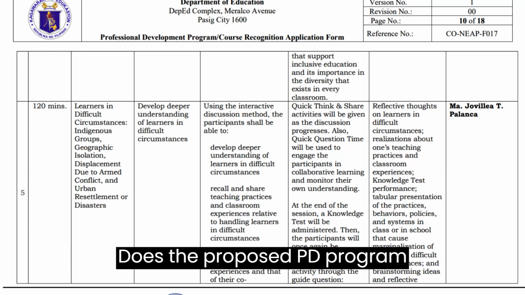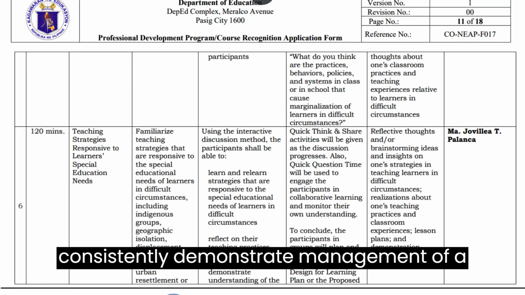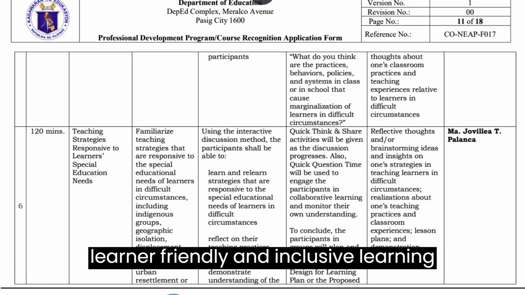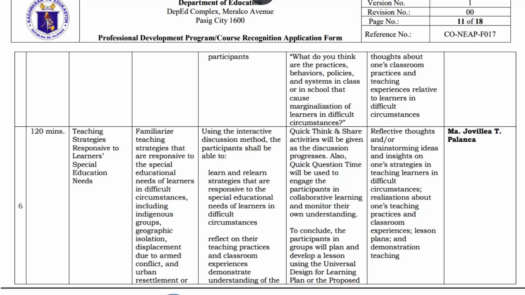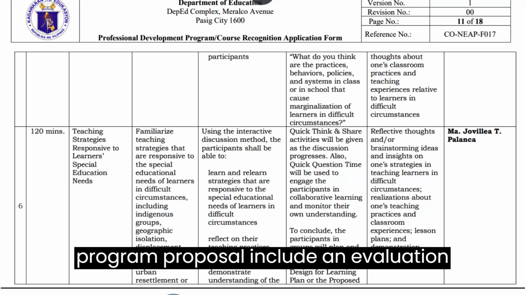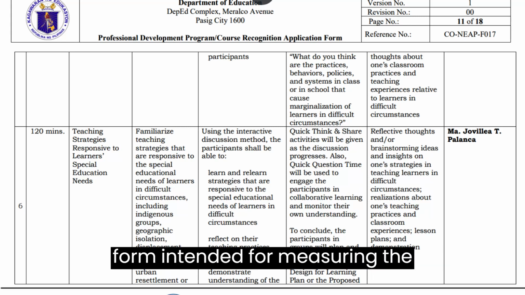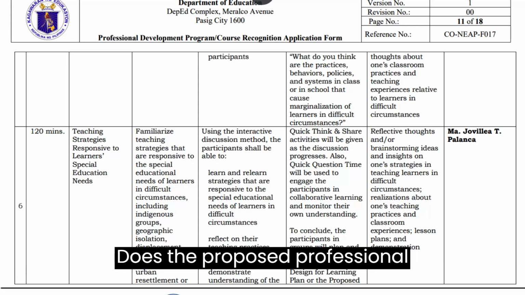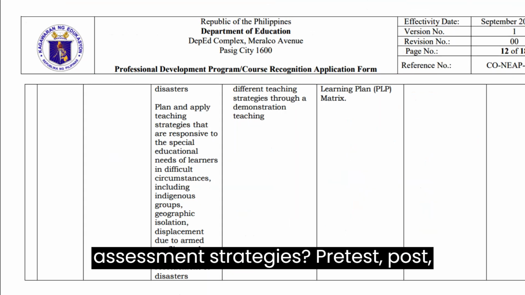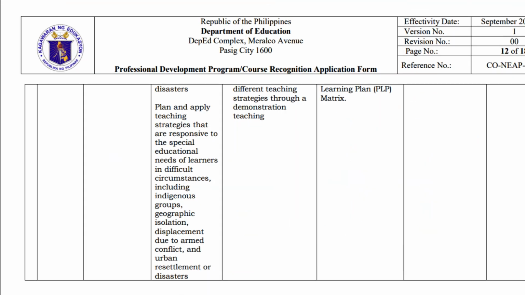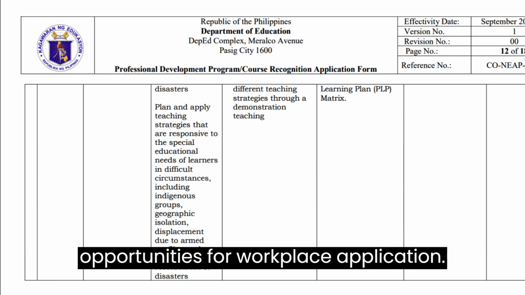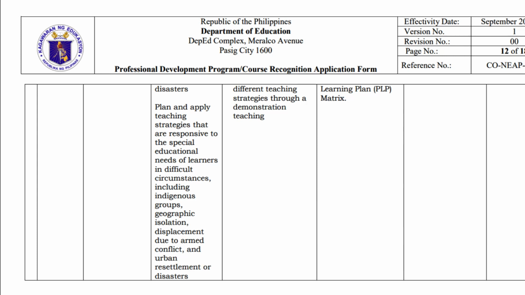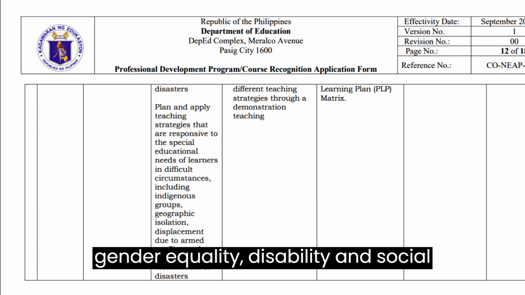Does the proposed PD program consistently demonstrate management of a learner-friendly and inclusive learning environment? Does the professional development program proposal include an evaluation form intended for measuring the participants' training experience satisfaction? Does it employ appropriate assessment strategies, pre-test, post-test, specific aligned outputs, and opportunities for a workplace application plan, WAP? Does the course design observe GEDSI, gender equality, disability, and social inclusion?